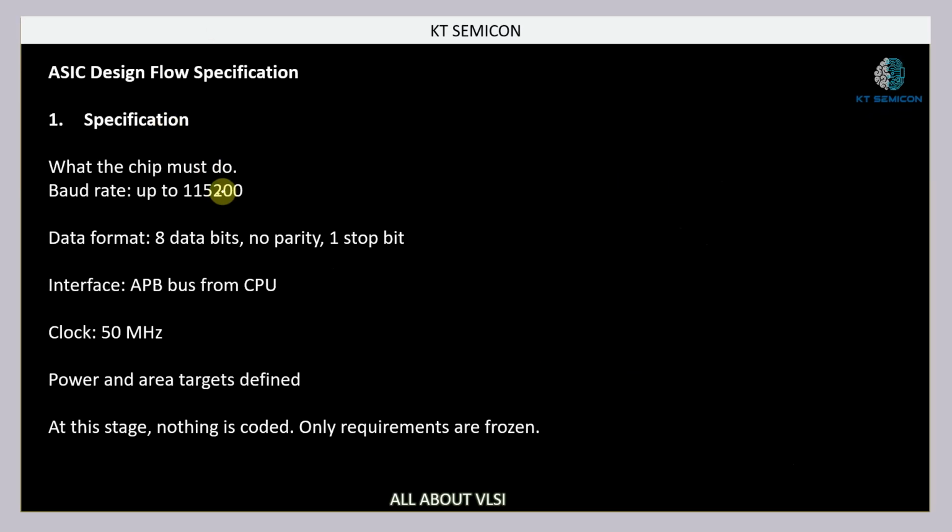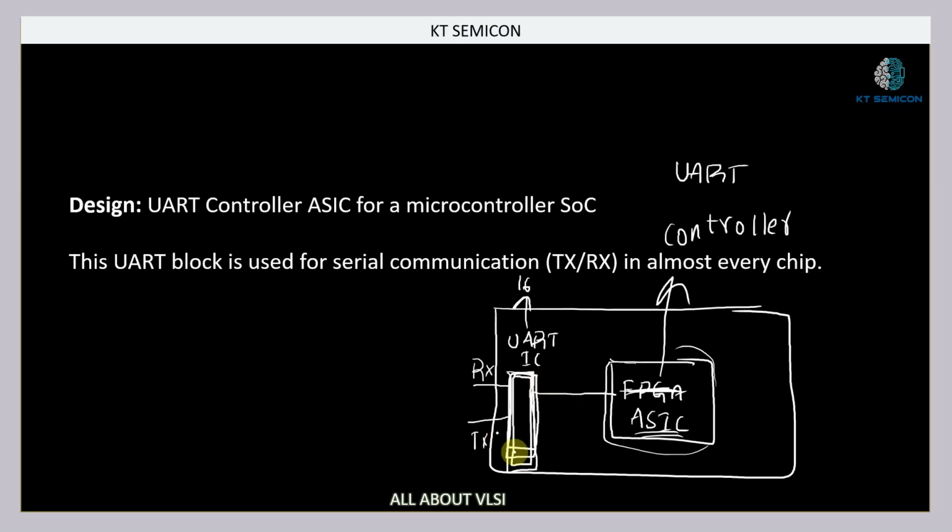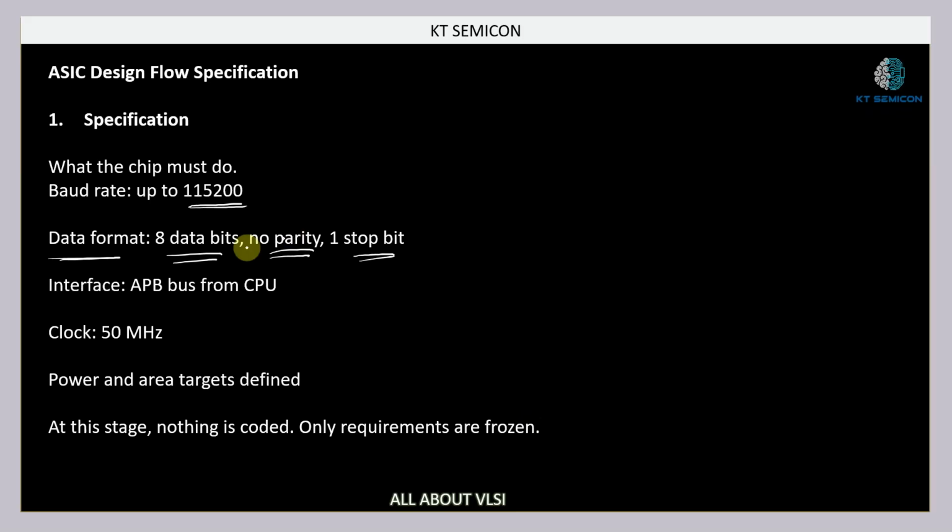Now, what is the specification? The chip must set the baud rate to 115200, and it needs to have the data format of 8 data bits, no parity, and one stop bit. See, your IC chip is not going to send the data frame or set the parity bits. There should be some controller that is going to create the frame or filter the frame, right? So that is what we are going to do. The specification is we need to set the baud rate to 115200, and the data format is 8 data bits, no parity, and one stop bit.